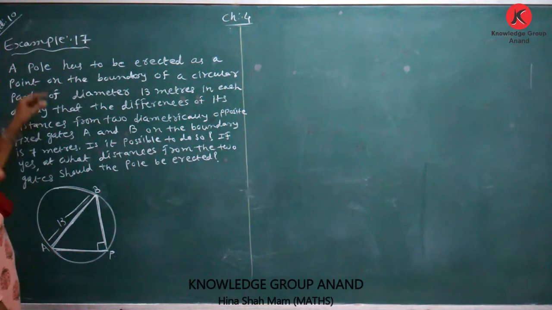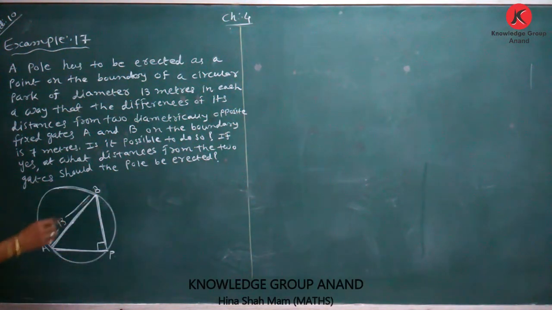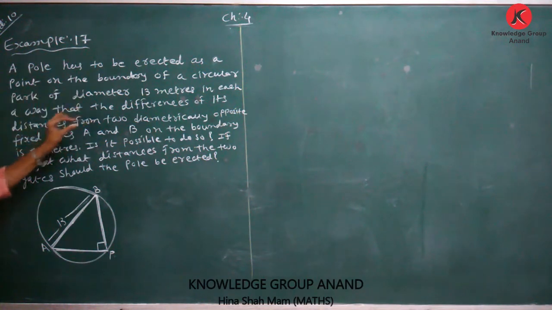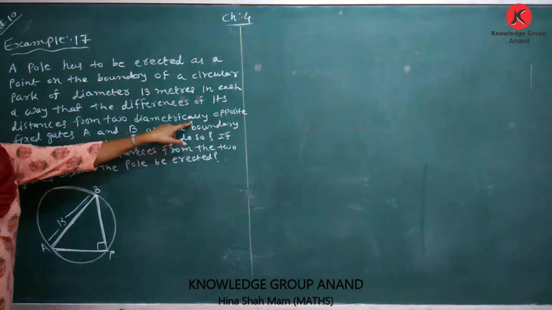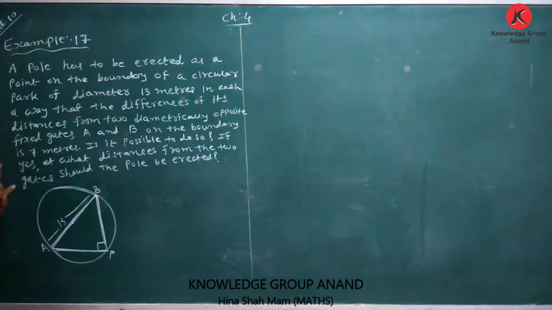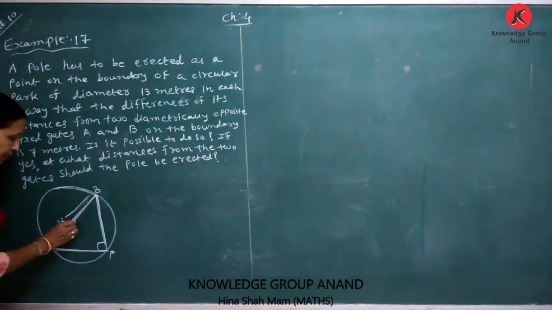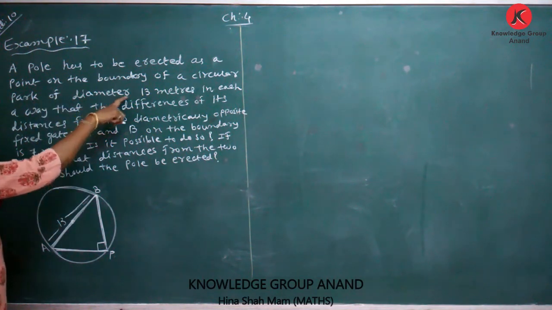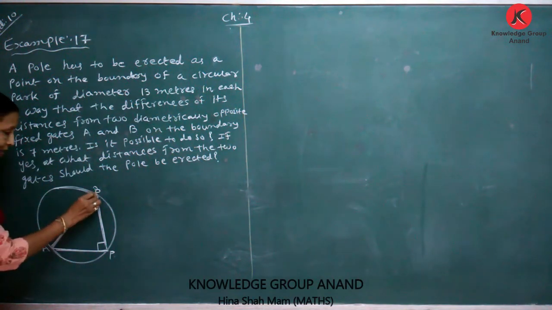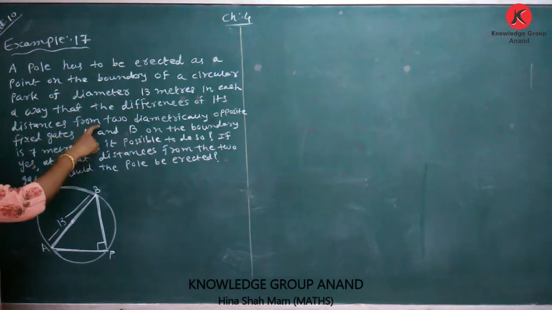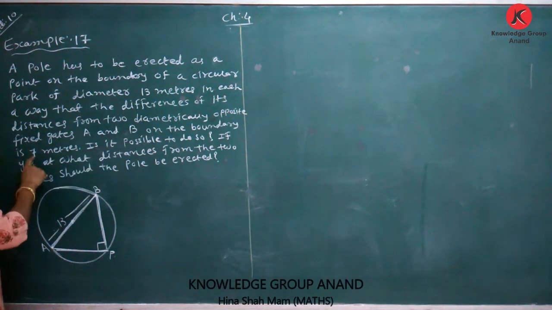A pole has to be erected at a point on the boundary of a circular path. Here it is a circular path. A pole has to be erected at a point on the boundary of a circular park of diameter 30 meters in such a way that the difference of its distances from two diametrically opposite fixed gates A and B on the boundary is 7 meters. Diametrically opposite means the diameter passes through the center. The diameter is 30 meters. Two gates are located here, gate A and gate B.